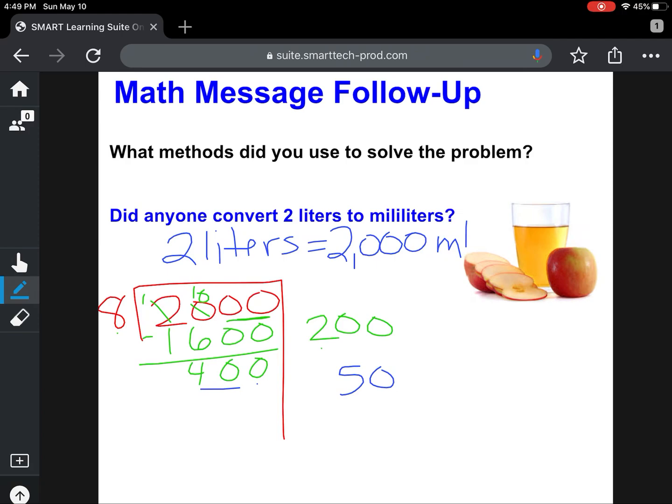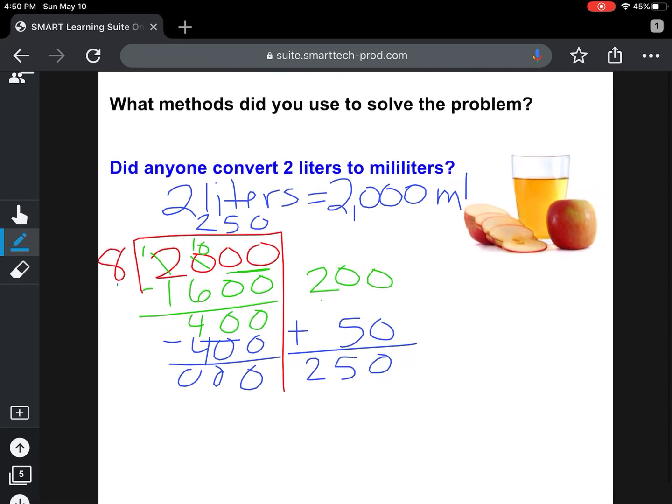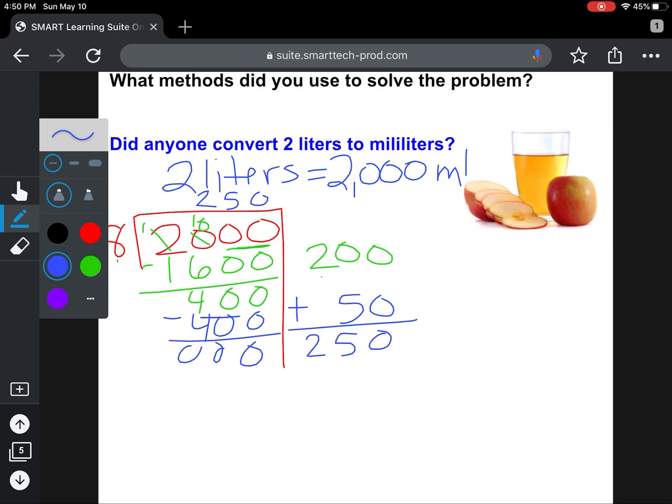Then I multiply my 50 times 8. 5 times 8 is 40. Then the 0 on the end of 50, then subtract. And we should have nothing left over. Then we add our two partial quotients, and we have a total of 250 with no remainder. So we should say that each glass holds a total of 250 milliliters. But let's look at how we could write that as a number sentence.